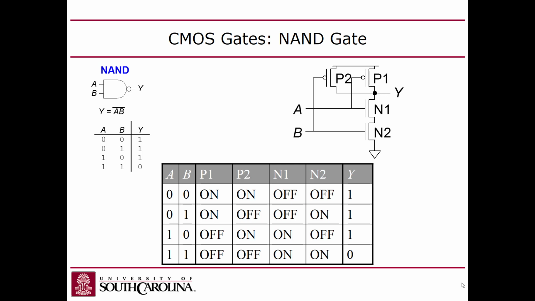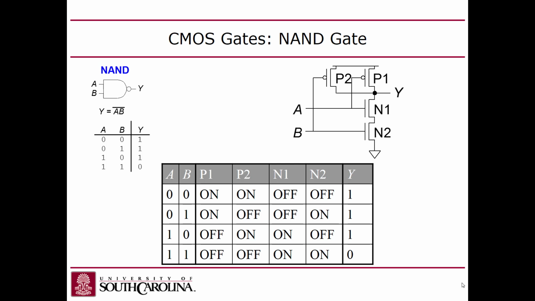With me? Make sense? And that would be the pull-down network, and this would be your output here. So the idea is that when you have AND terms, you have those in series, and OR terms would be in parallel inside the network. You guys with me?